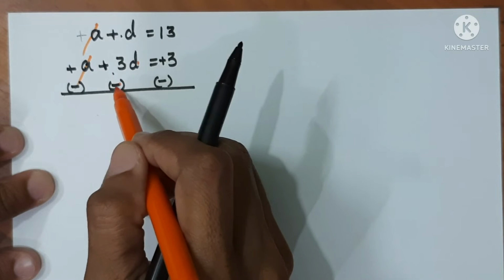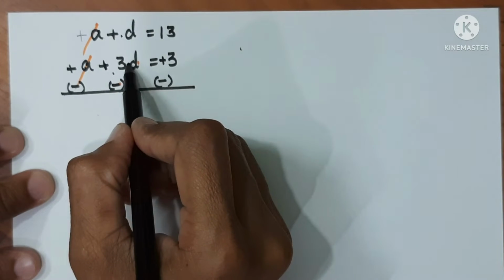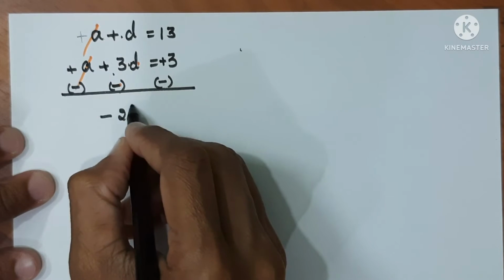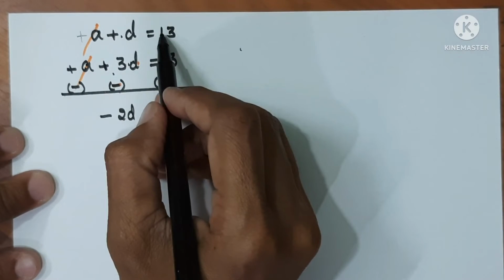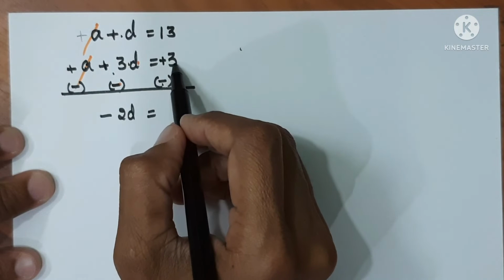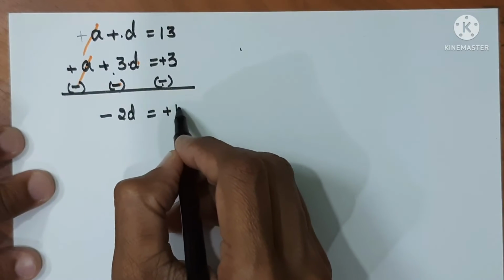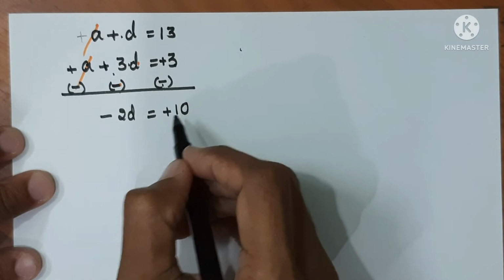After subtracting, we get minus 2d because the bigger term is having the negative sign. So we get minus 2d equals. Here also this is plus 13 and minus 3. We have to subtract. After subtracting, we get plus 10.